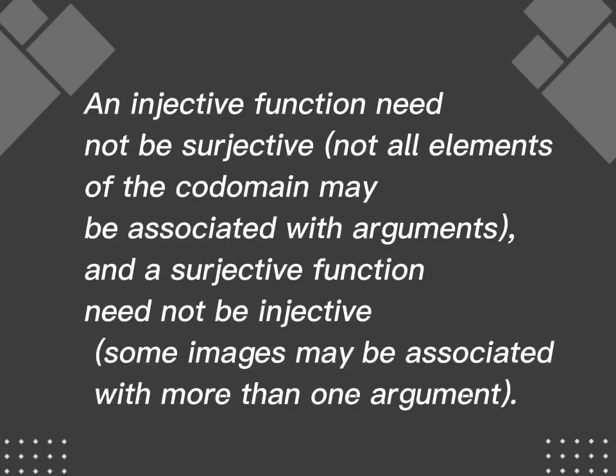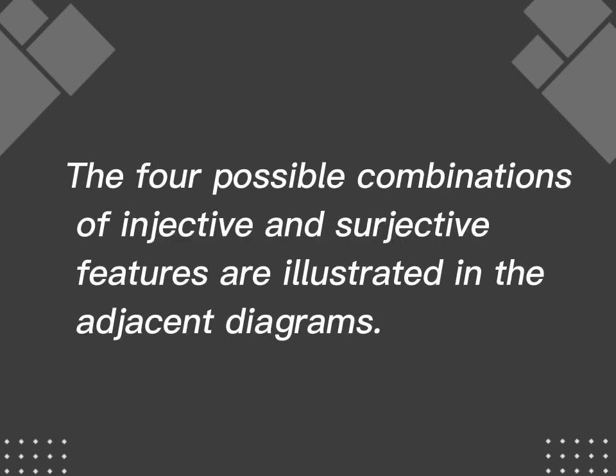An injective function need not be surjective. Not all elements of the codomain may be associated with arguments, and a surjective function need not be injective. Some images may be associated with more than one argument. The four possible combinations of injective and surjective features are illustrated in the adjacent diagrams.